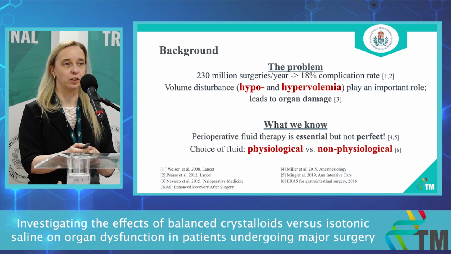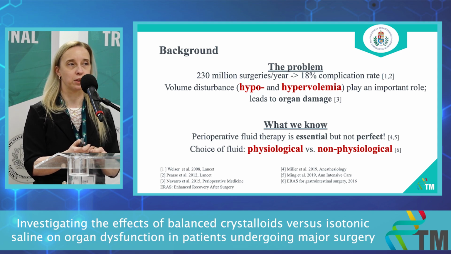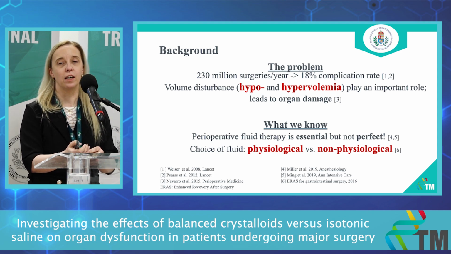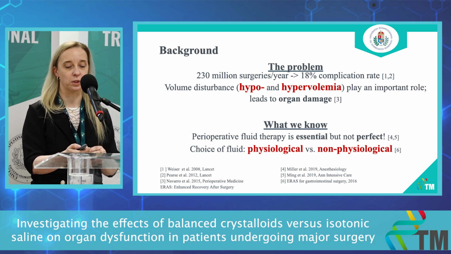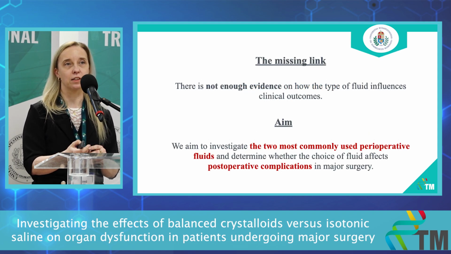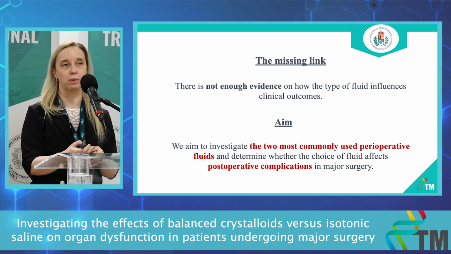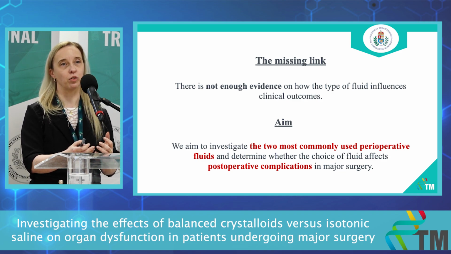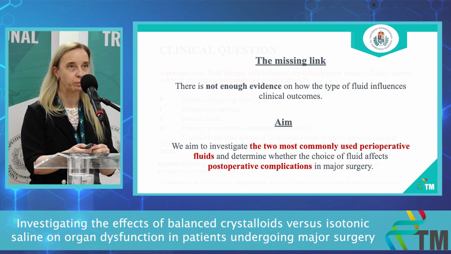The problem is the high number of major surgeries worldwide, which is further exacerbated by the relatively high rate of postoperative complications associated with them. We have some guidelines, for example the RASH guidelines, which suggest the use of balanced crystalloids as a first choice, but we do not have enough evidence on how the type of fluid influences clinical outcomes. That's why our aim is to investigate the two most commonly used perioperative fluids and whether the choice of fluid affects postoperative complications in patients after major surgery.